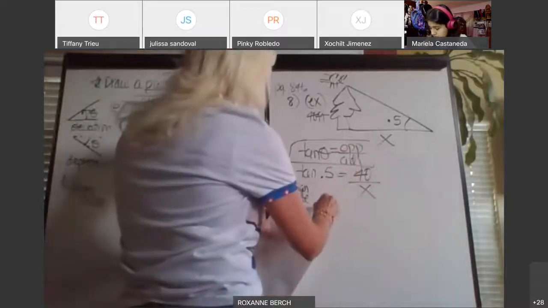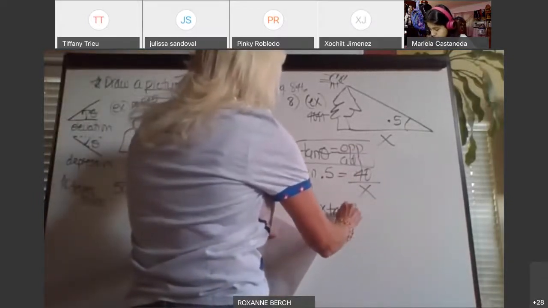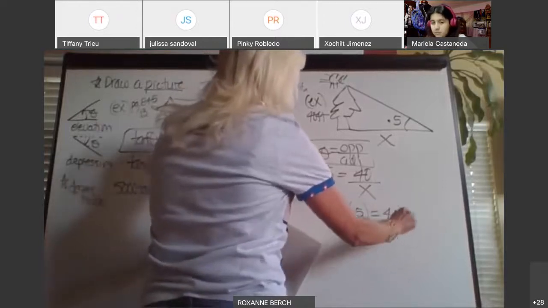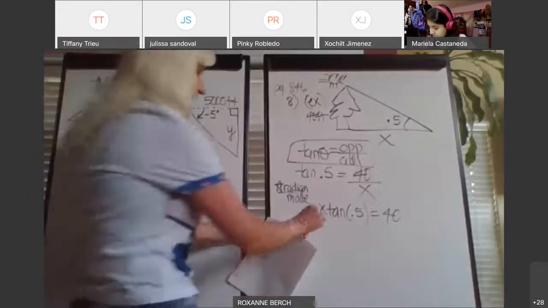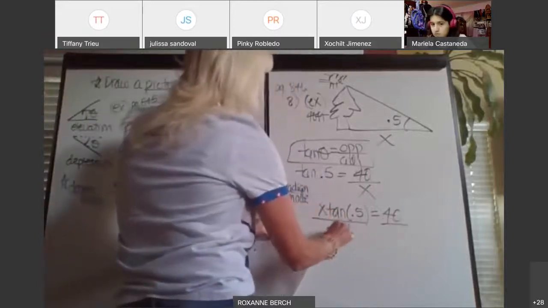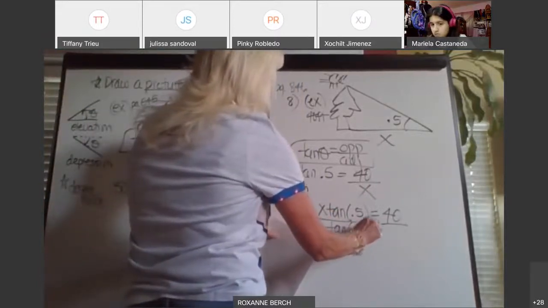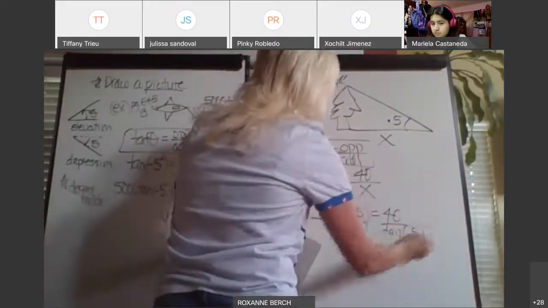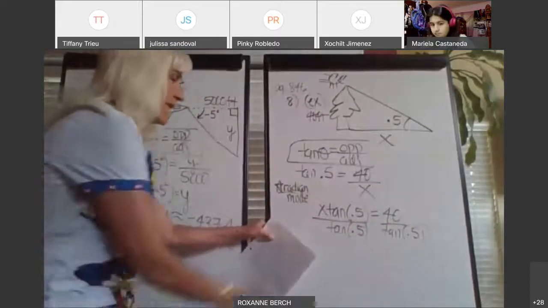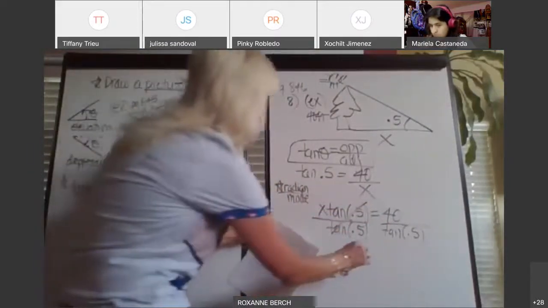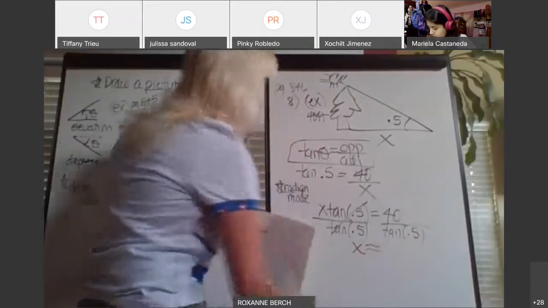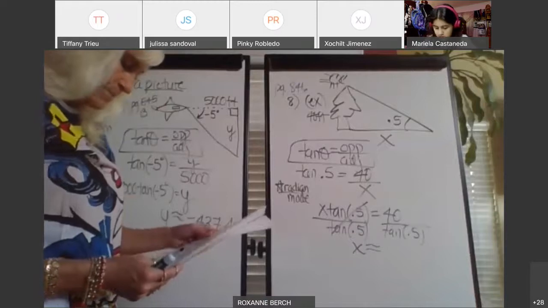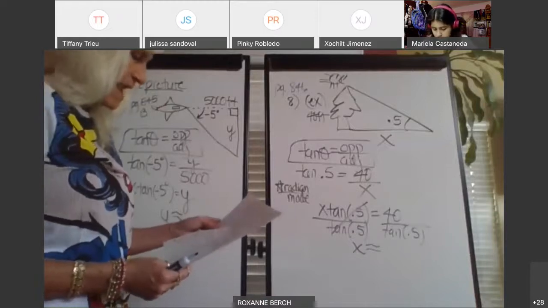So if I multiply both sides by x, I get x tangent of 0.5 equals 40, right? And now to solve for x, you divide by tangent of 0.5. I know that this looks different than what we're used to doing, but this is what we've always done. So that cancels, and we get x is approximately equal to, and you put that in the calculator. What's 40 divided by tangent of 0.5?